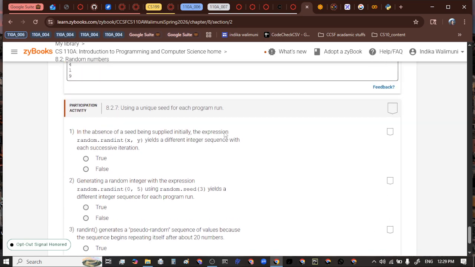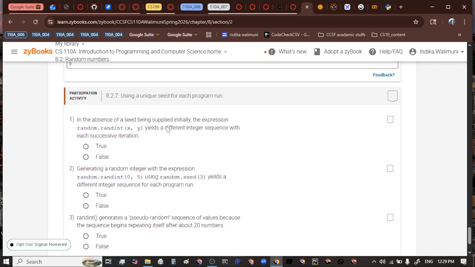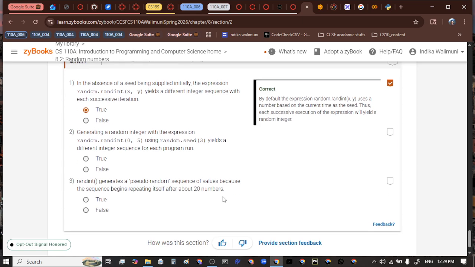All right, let's do this one, guys. Using a unique seed for each program run. In the absence of a seed being supplied initially, the expression random.randint(x, y) yields a different integer sequence with each successive iteration. Is it true or false? True, right? Well, it can be the same as well, but usually it's true.